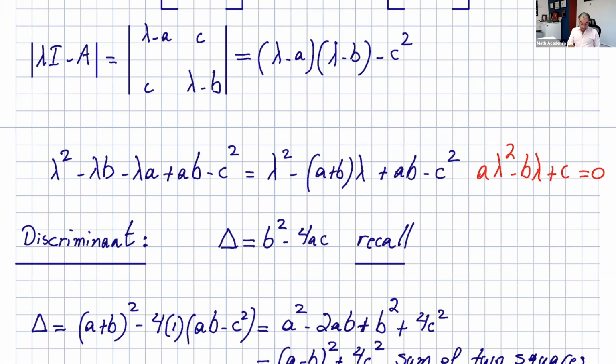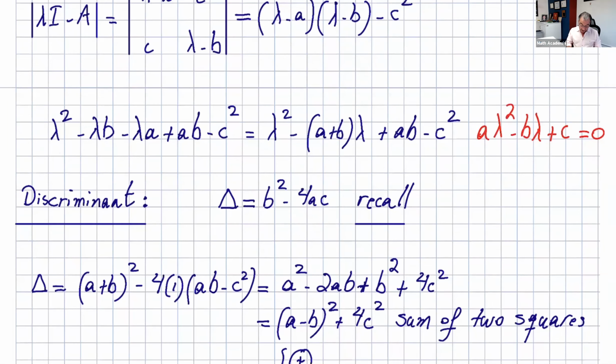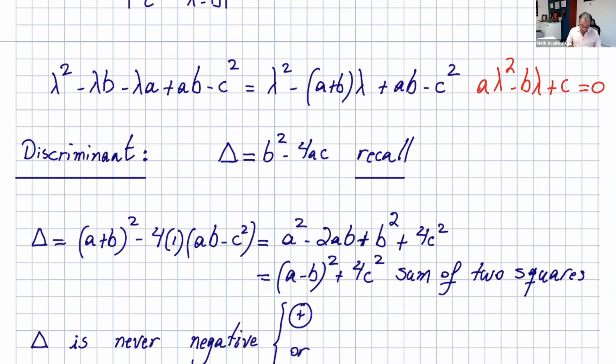Now, to see what type of solutions we have, we can go directly to the discriminant, which is delta, b squared minus 4ac. We're using the quadratic formula, but only the discriminant part. Our b is minus (a plus b), so it's (a plus b) squared minus 4 times (ab minus c squared). If you simplify that, you get a squared minus 2ab plus b squared plus 4c squared. That is just (a minus b) squared plus 4 times c squared.